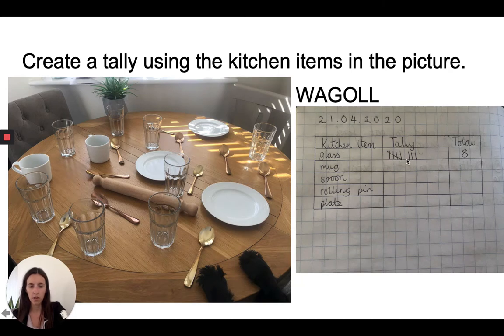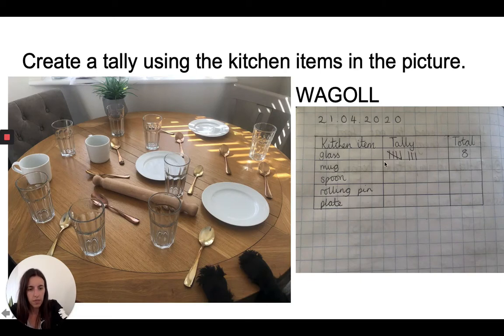I've done the first one for you. So glass, we've got 1, 2, 3, 4, 5, 6, 7, 8. Now I'm representing that as a tally. 1, 2, 3, 4, 5. That fifth tally makes a gate. 6, 7, 8. And then in the third column we've got the total, the frequency: how many times the item appears.